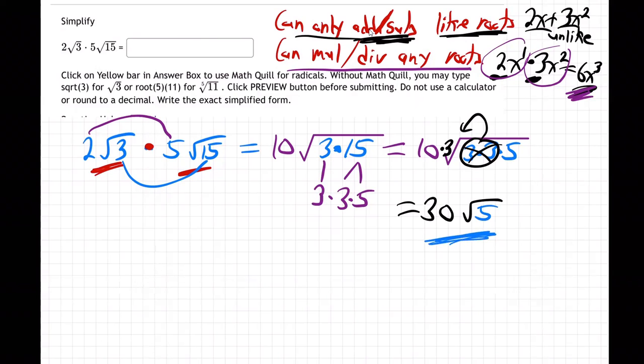So again, you can only add or subtract like roots, just like with letters, but you can multiply or divide any roots, just like with letters. You multiply outside numbers times outside, inside times inside. But when you do the inside, just leave them as they are because you got to break them down, then send out the 2 for 1, 30 root 5. There we go.